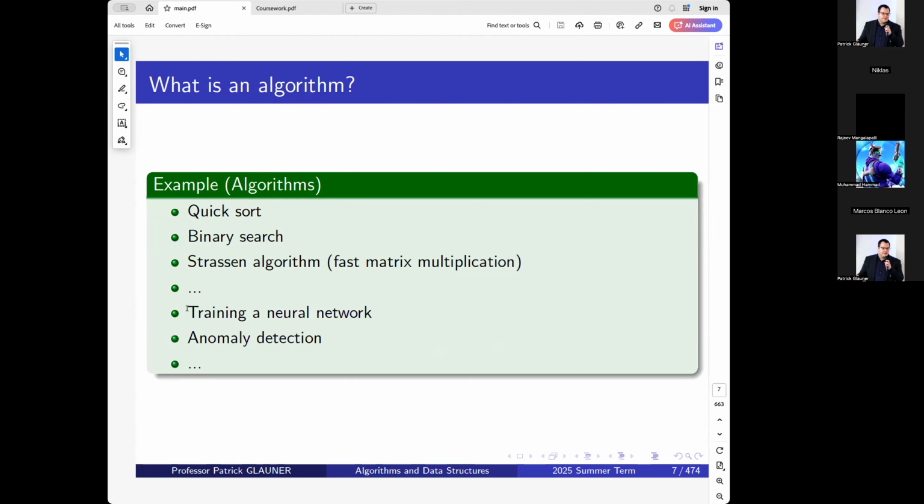For example, there are more algorithms that allow us to train a neural network, like gradient descent combined with backpropagation. One student referred to A star. One student wrote in bold in the chat BOGO sort. We'll see in a few weeks' time what BOGO sort actually is. It's more like a joke, but we'll see it in a couple of weeks. There are algorithms for anomaly detection and many other ones.